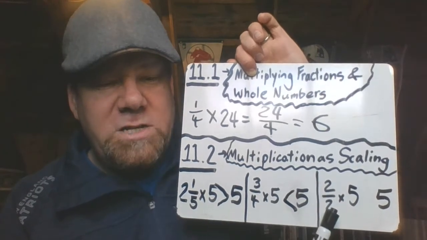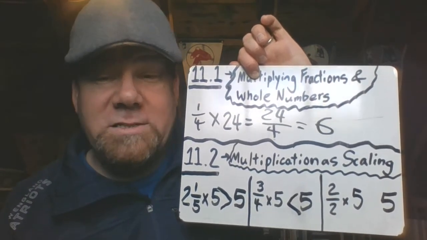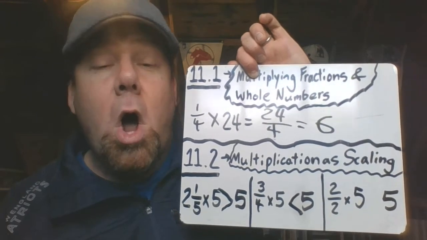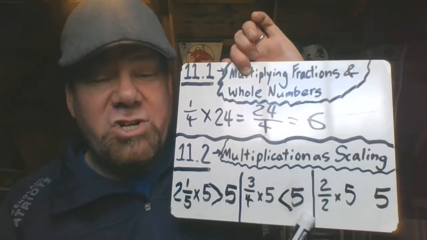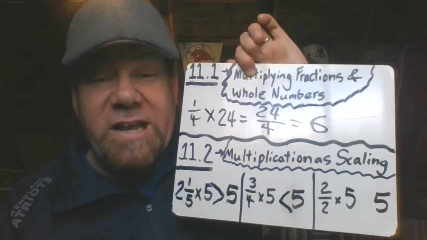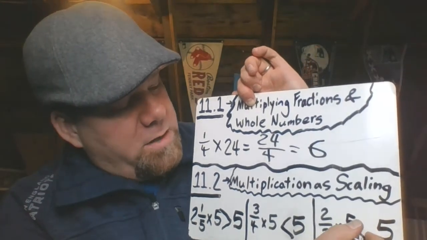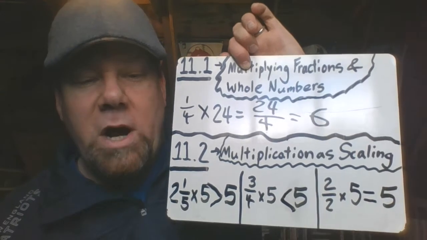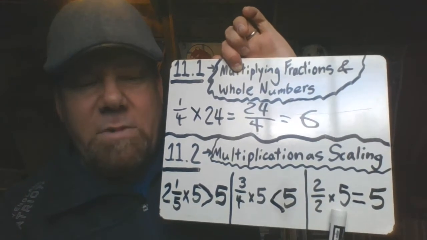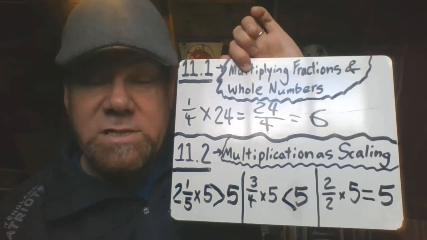And last but not least, we have 2/2 times 5. Well, anytime a numerator is the same as the denominator, you all smarty pants know that that equals 1. So if a fraction equals 1, 1 times 5 is 5. That's right. So if you're ever multiplying a fraction that's equivalent to 1, you are going to get the exact same number as the other number that you're comparing it to, so that would be the equal symbol.